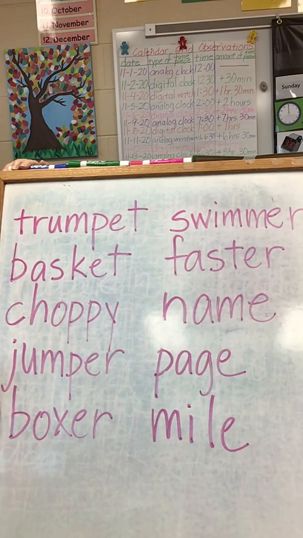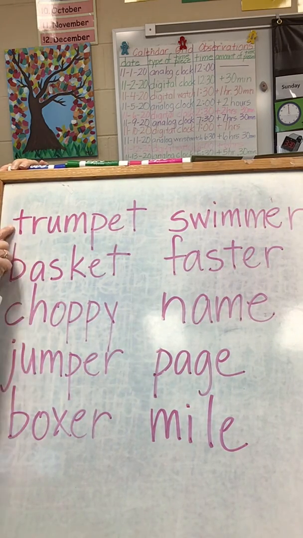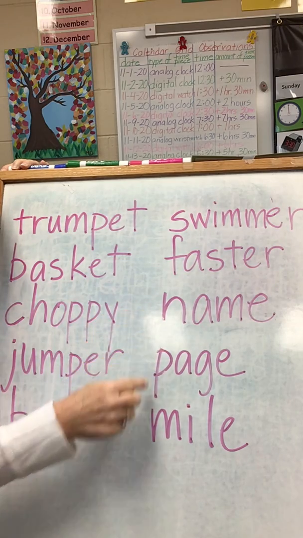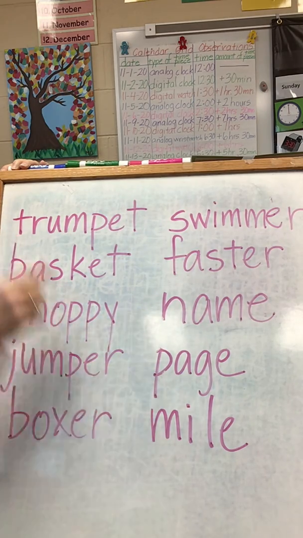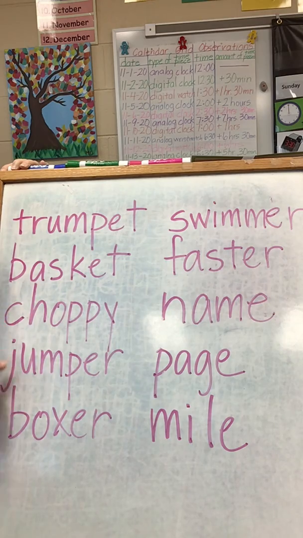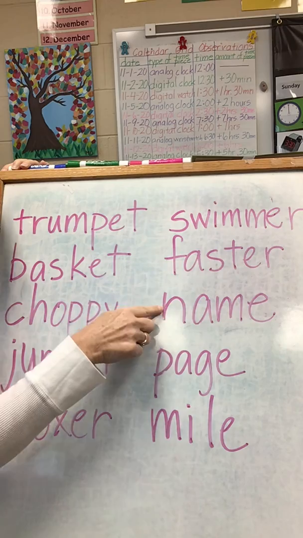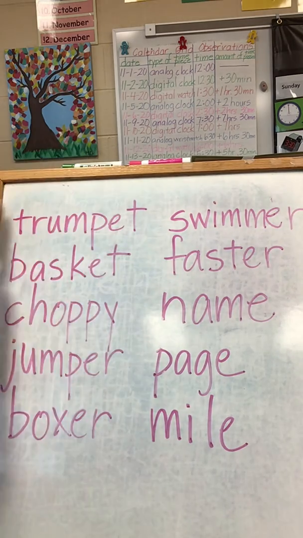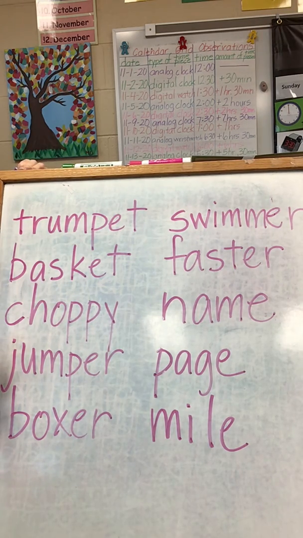All right, ready? Medium fast. Here we go. Trumpet, basket, choppy, jumper, boxer, swimmer, faster, name, page, mile. One more time. Trumpet, basket, choppy, jumper, boxer, swimmer, faster, name, page, mile. And here we go. Beat the teacher. On your mark. Get set. Go.